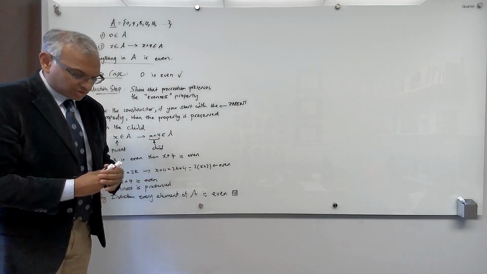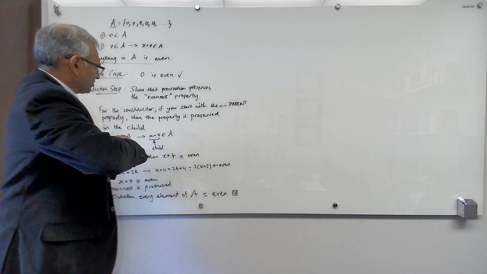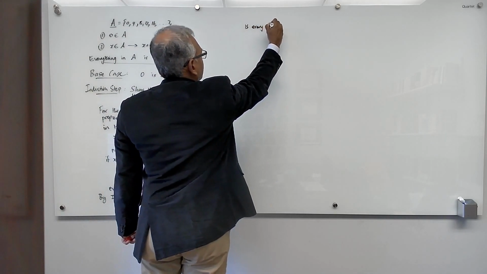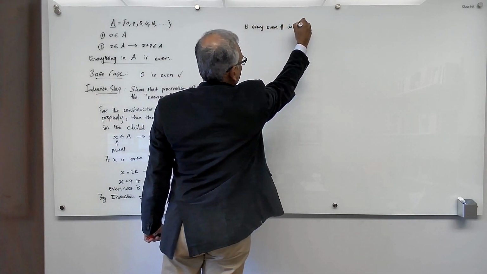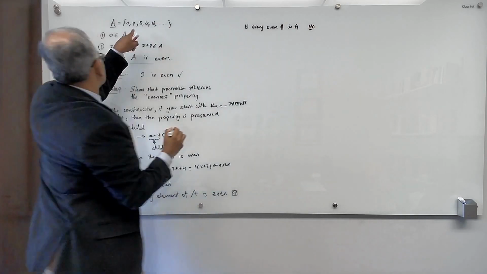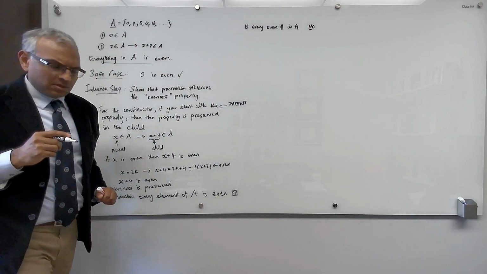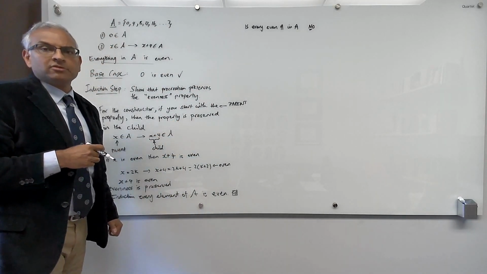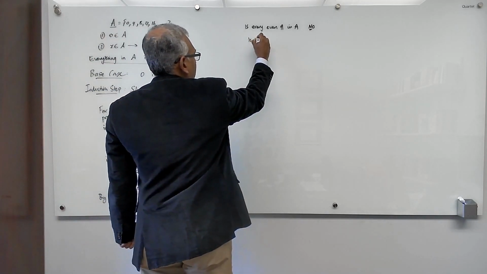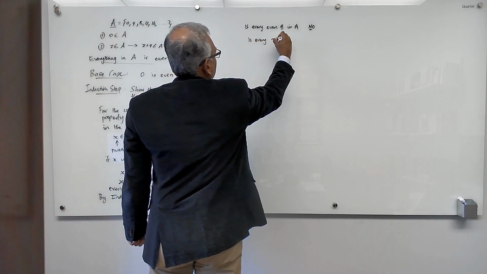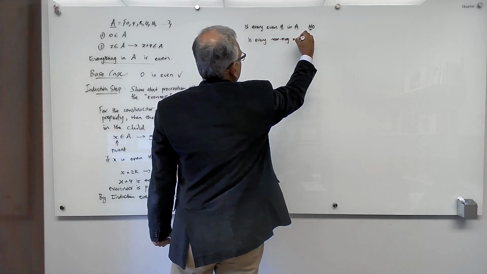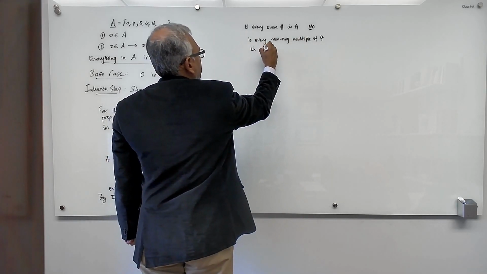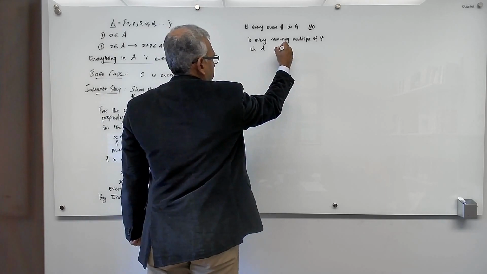Okay, now let's look at that other question quickly, just to be complete. Is every even number in A? The answer is no. For example, 2 is not in A. And let's ask another question, which is true. Is every non-negative multiple of 4 in A? The answer is yes.